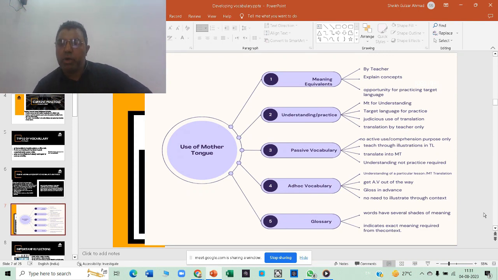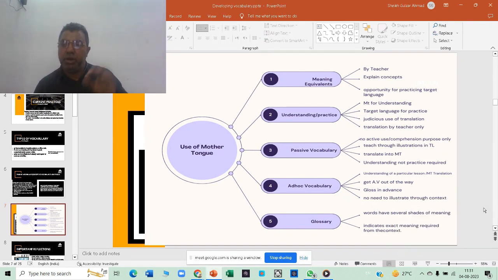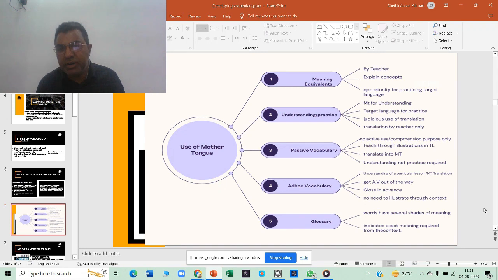For ad hoc vocabulary, for understanding a particular lesson, use mother tongue translation. Ad hoc vocabulary is exclusively needed for understanding a particular prose lesson. Our students need to understand a particular lesson, and there are 3 or 4 or 5 words. It is the first time they are encountering such words. Teacher should not, very, very important for you, don't waste more and more time on this.